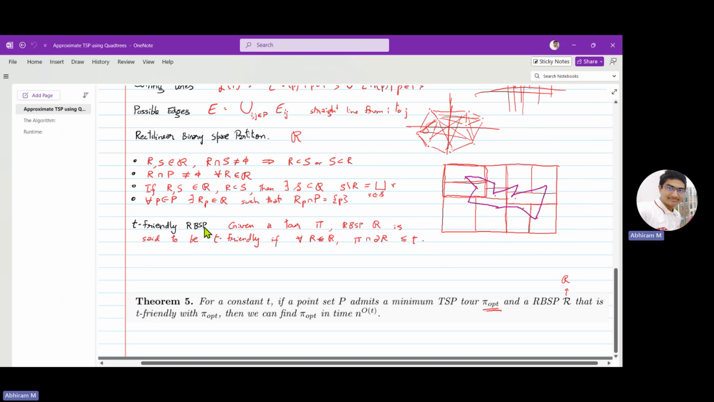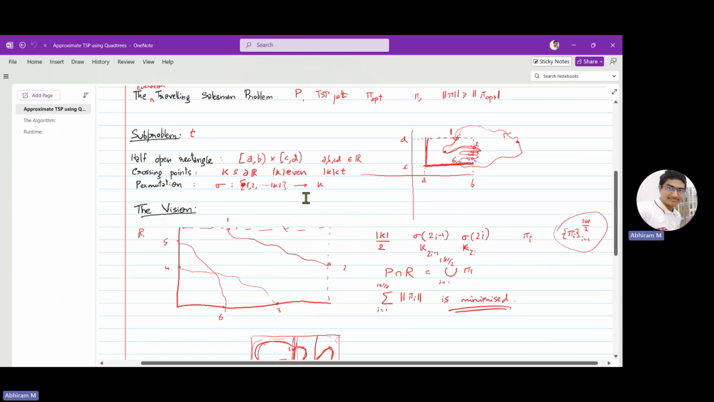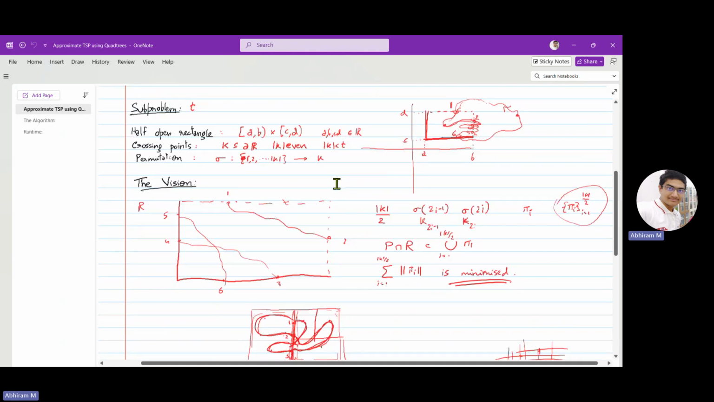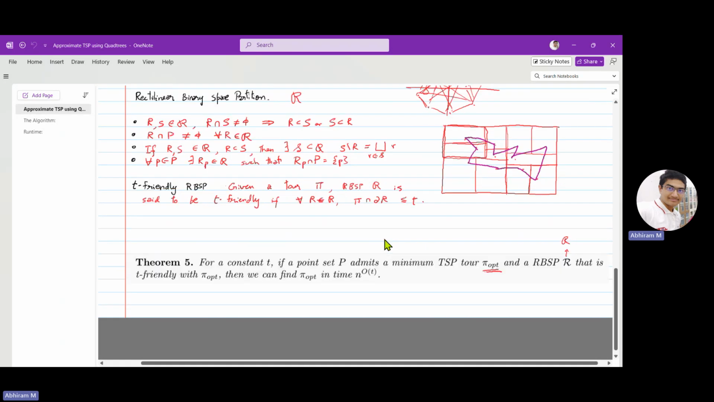And an RBSP is said to be t-friendly if every rectangle in the RBSP intersects the tour at most t times, right? So we kind of impose that the RBSP has to be t-friendly, and that is why we say that mod k is less than t, which is we are picking every rectangle to have at most t intersection points.